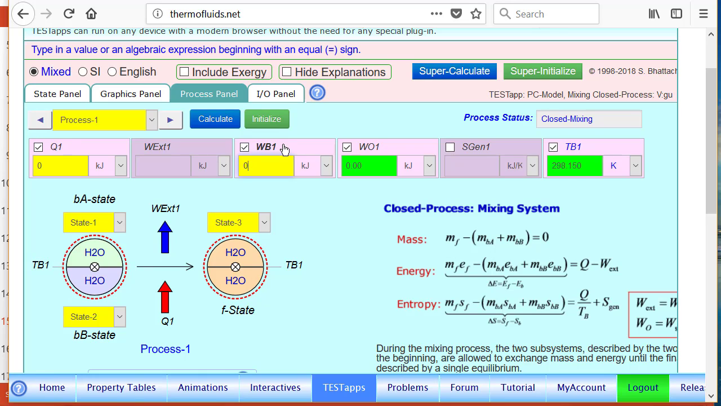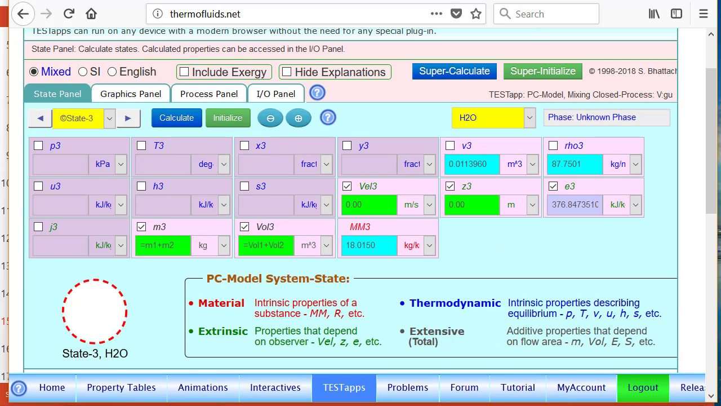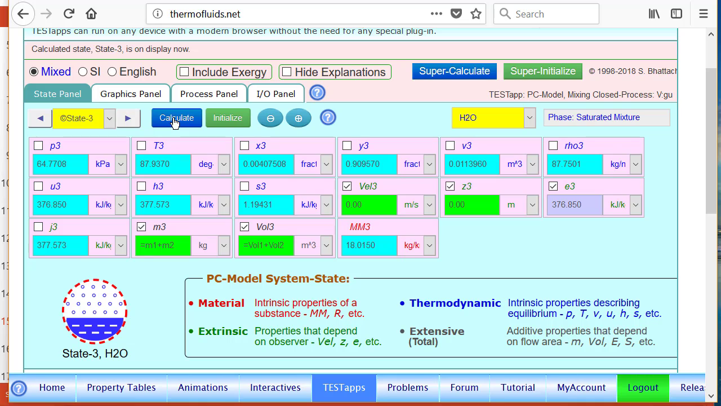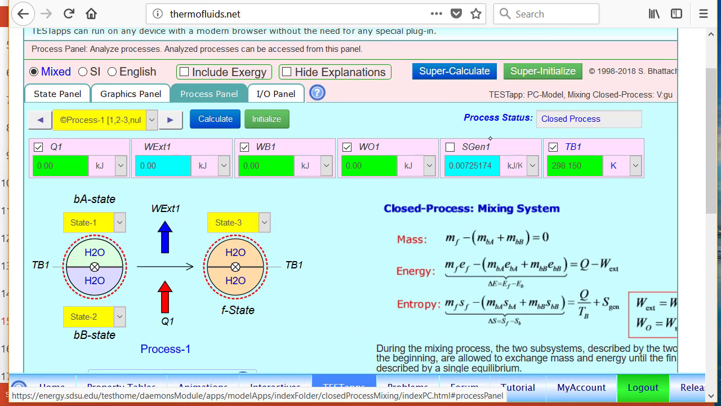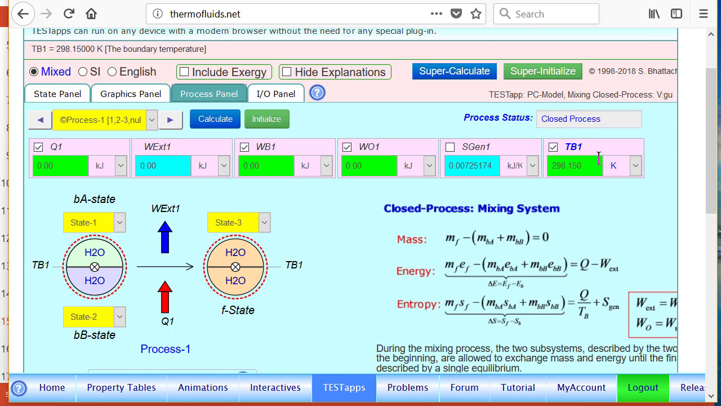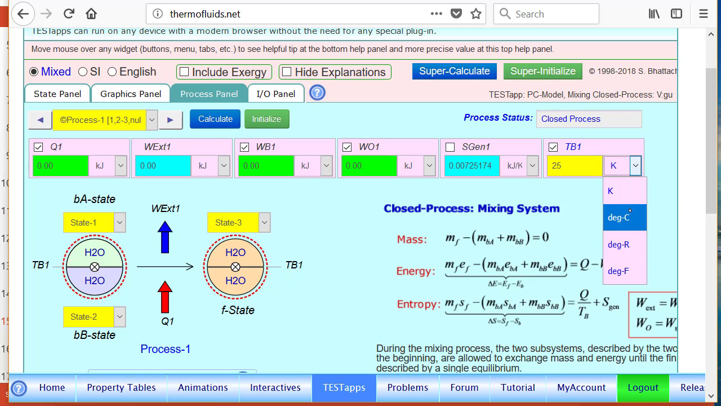If I do a calculate, the energy equation will get solved, and in state 3 we should have the energy posted back. Yes, calculate there, we'll find the final answers. Notice that the pressure has been found, temperature has been found, and in the process panel you will see the entropy generation has been found. And because we know the boundary temperature is given to us to be 25 degrees Celsius, I believe, let's put 25 degrees Celsius to be precise. The default is very close to that.